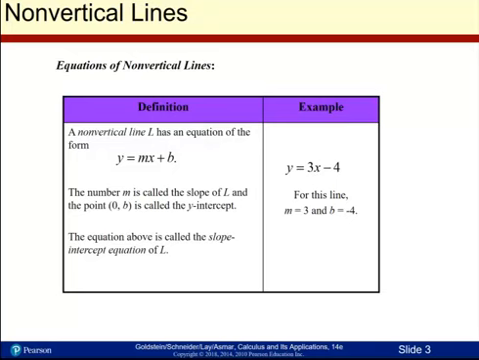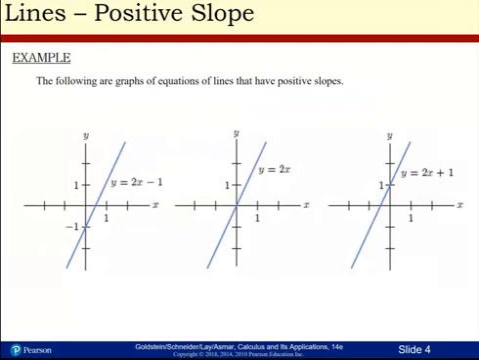So we're going to look at how to use this. Now the following graphs are equations of lines that have positive slopes. We are looking at a graph where, if I go left to right, I see that I am going uphill. If I look at this first line, y equals mx plus b, my slope is 2, and my y-intercept would be negative 1.